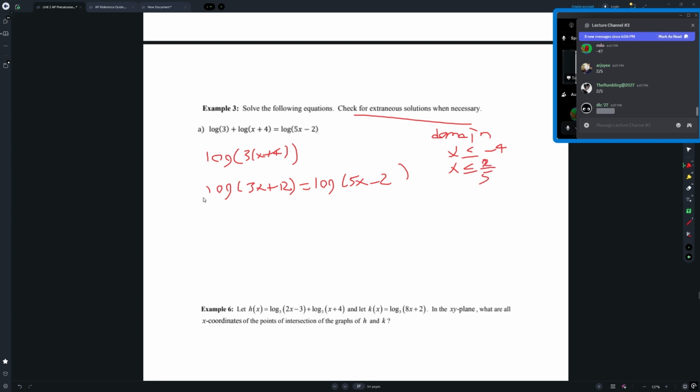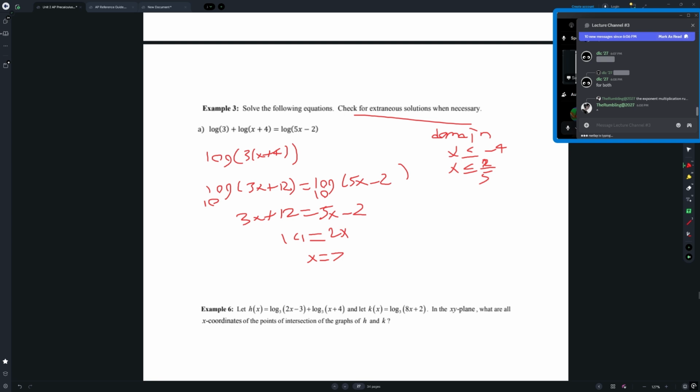So now we can raise the base. So you can raise both to the power of 10. So it'll be 3x plus 12 is equal to 5x minus 2. Solve: 14 is equal to 2x. x is equal to 7. Any questions on this one? You check for the domain by making sure the argument of the log is not less than 0.